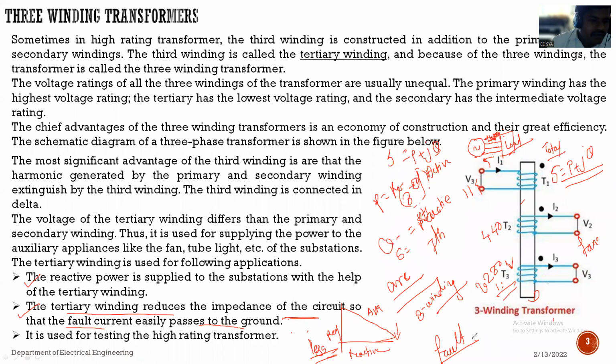Okay, now it is used for testing of high rating transformer. So if we want to do the test of high rating transformer, then it is very useful. That is, this 3-winding transformer is useful for testing of high rating transformer. So these are some of the applications of the 3-winding transformer.